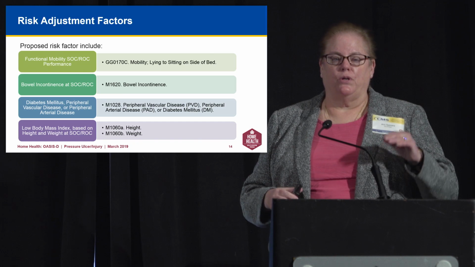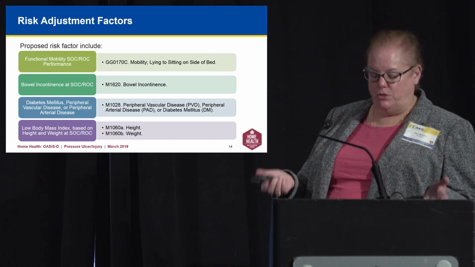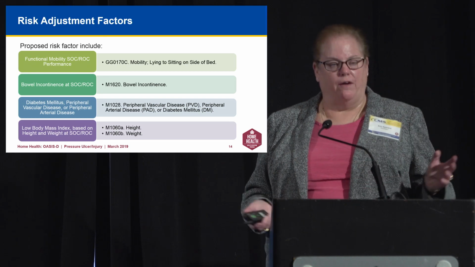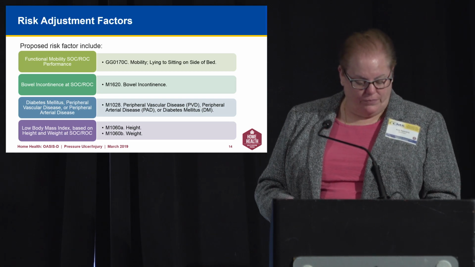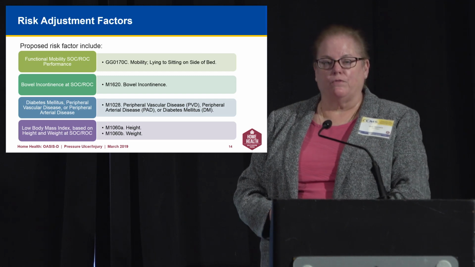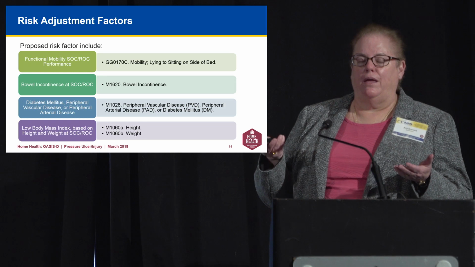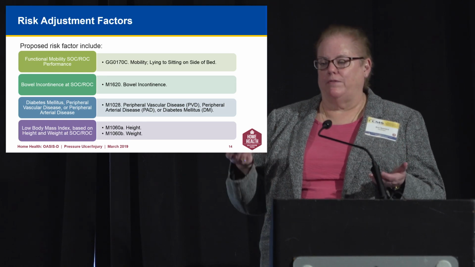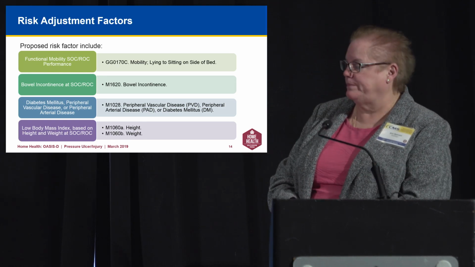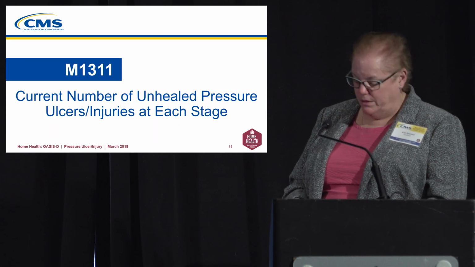So if you had someone who was up and about, who didn't have any issues with mobility, who was totally continent of their bowels, didn't have PAD or peripheral vascular disease or diabetes, and was of normal weight, they would be rated with less risk of developing a skin issue. So that's how the risk adjustment goes.